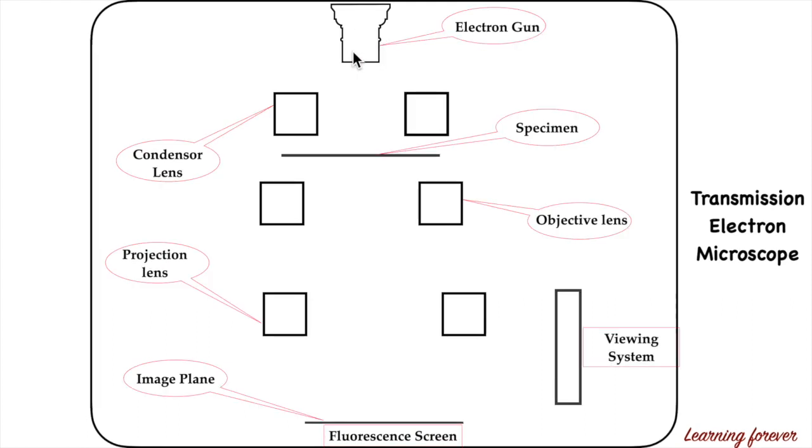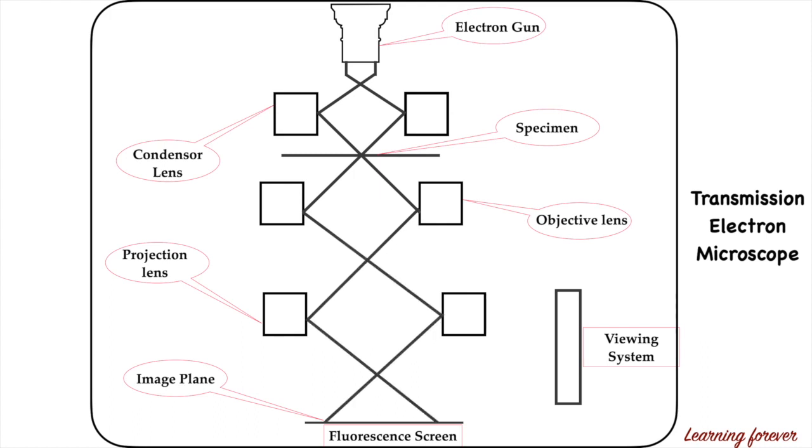So the electrons which are generated by the electron gun will pass through the sample, and depending upon the atomic weight of different components of the sample, there will be less or more transmission of the electrons. The electrons will then pass through a series of electromagnetic lenses, including the objective lens and projection lens, which will magnify the image of the specimen. Further, this electron image is converted into a visible form by projecting it on the fluorescent screen or the photographic film. So this is about the design and the ray diagram of the electron microscope.